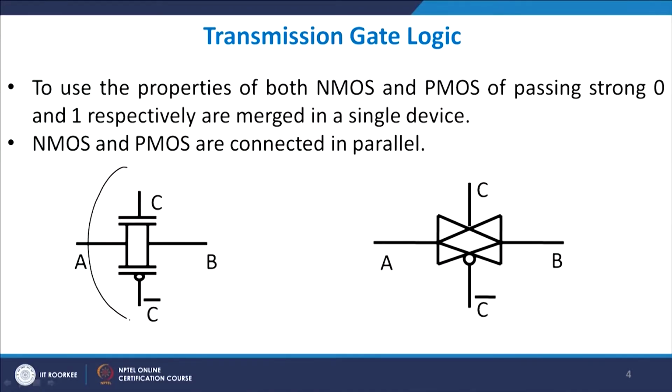I will just show it to you by this diagram which you see in front of you. Let us suppose A is 1. Then, if C is equal to 1, since C bar will be equal to 0, this NMOS and PMOS will both be on, and B will be equal to A, which is 1. This looks very complicated otherwise, but let me just show it to you.